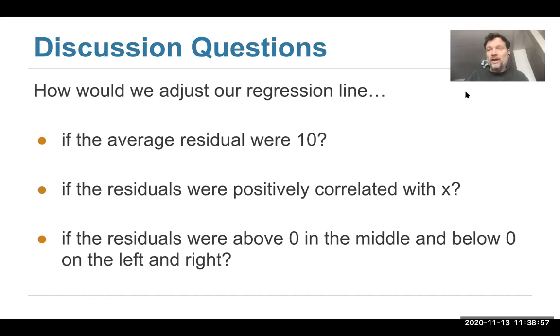Now, last discussion question: suppose that I have a candidate line and the residuals were above 0 in the middle, they were positive in the middle, and negative on the left and the right. How should I adjust my line? Sounds quadratic. Yeah, sounds like not a linear association. So maybe don't use a line. But suppose I still wanted to find the best fit line. I just wanted a line, darn it. How should I adjust my line to get a better fit?